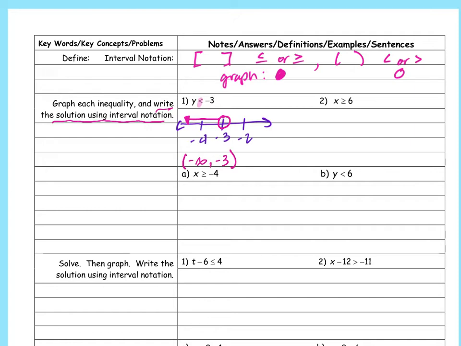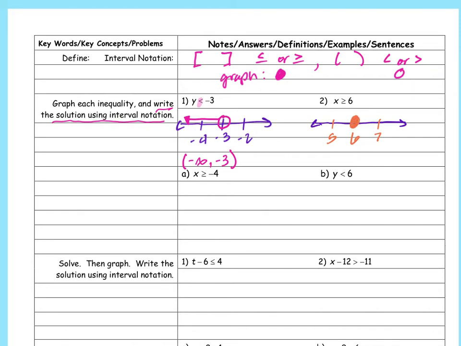Okay, so for number 2, we're going to do the same thing. And I've got a 6 and a 5 and a 7. Okay, so it says greater than or equal to, so this time instead of being an open dot, it's going to be a closed dot. So at 6, I'm going to have a closed dot.